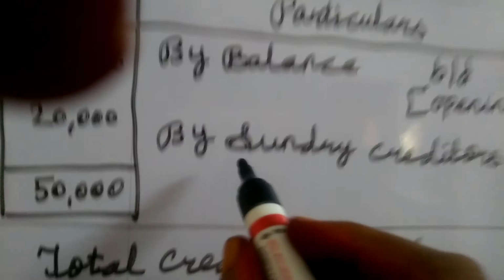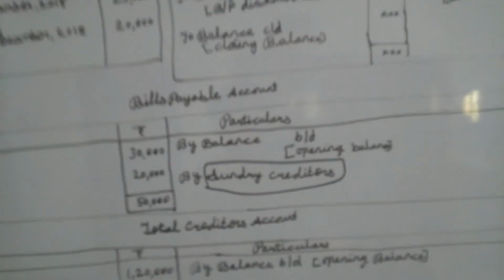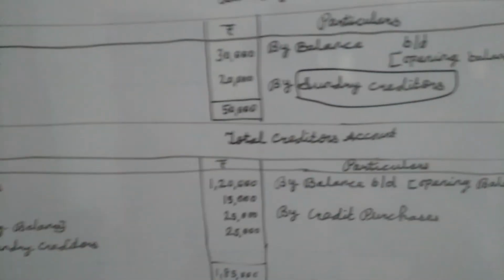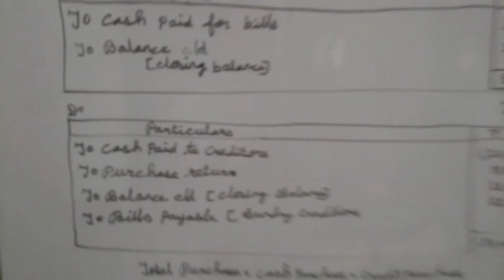Okay. So once we find that, just mark it, draw one box. So easily we can find it. I understand that, right? And the next one, bills payable account completed. Next, shall we start to prepare the total creditors account. You already know the format of the total creditors account. Now we are going to insert the figures, right?